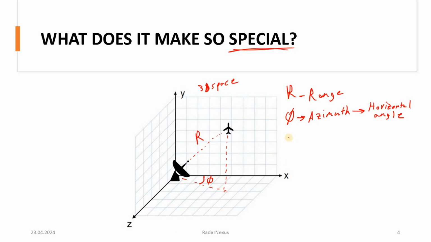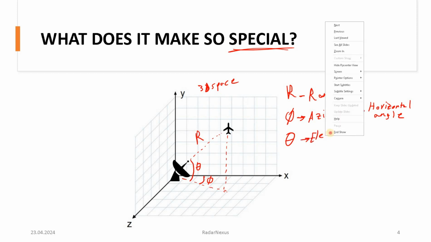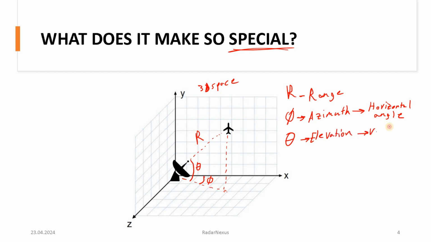Also, radar measures one more thing. It measures theta. Theta is the elevation angle, and it's the vertical angle. So it measures the range, it measures the horizontal angle, and it measures the elevation, which is the vertical angle. But is that it?